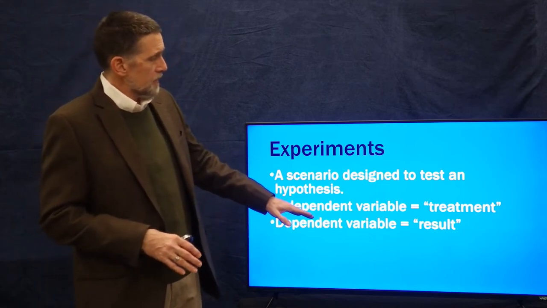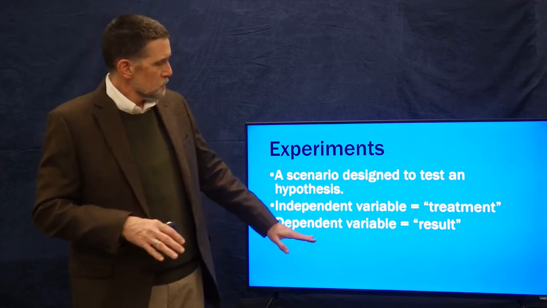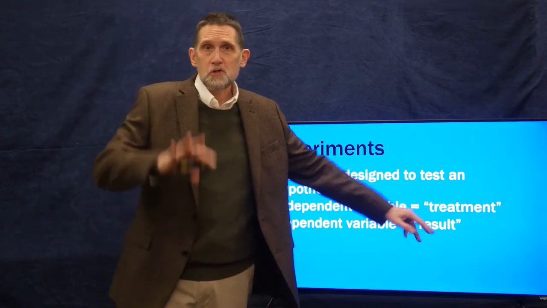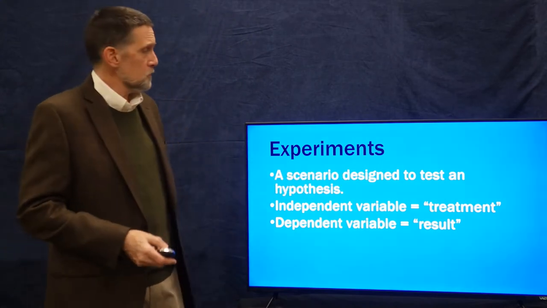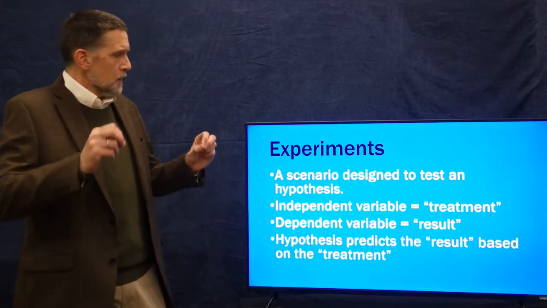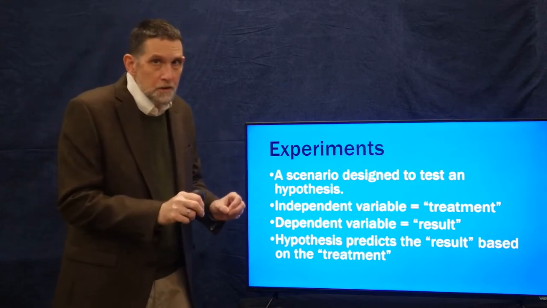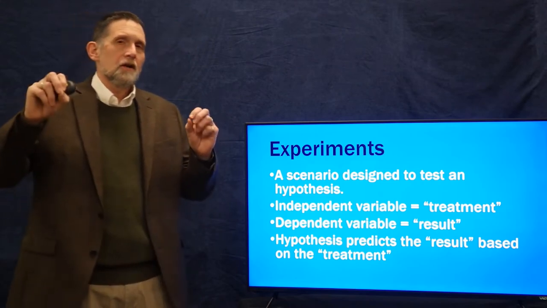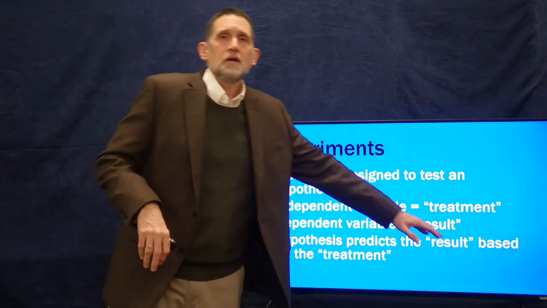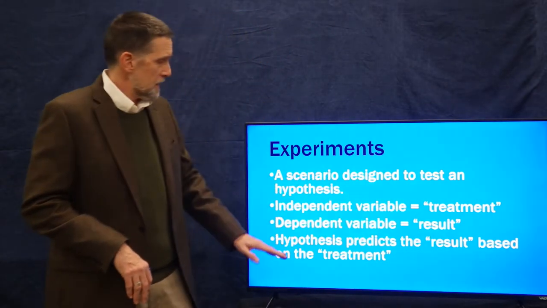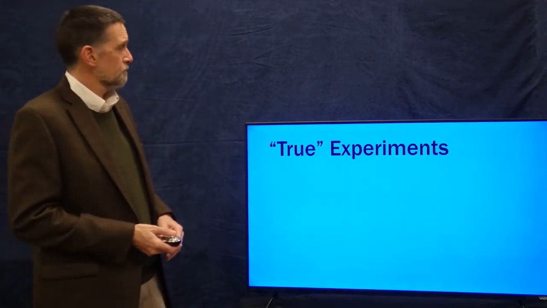That would be the independent variable, language group, the predicted result, that would be the treatment, how many language terms you've learned in your life. And the result is you can see more or fewer colors. So the hypothesis predicts the result based on the treatment. The hypothesis predicts ability to see more colors based on the number of color terms you have in your language. Okay?